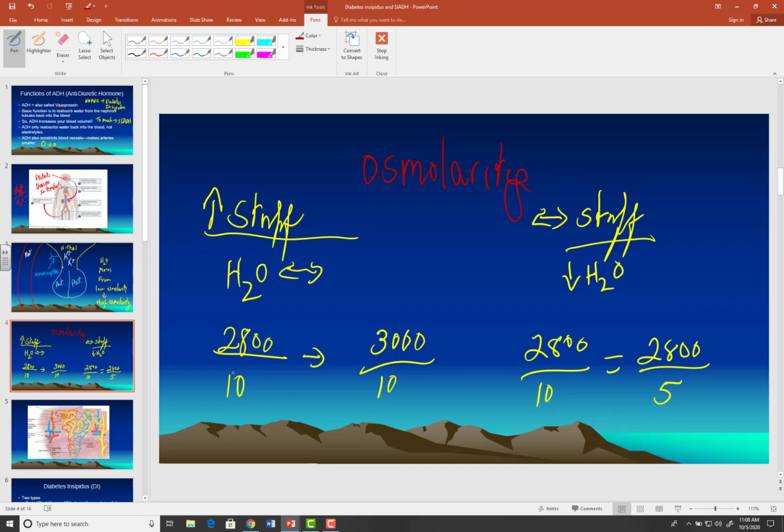Now, what's one way you can increase the osmolarity? Well, you can increase the stuff and keep the water the same. So in this case, the osmolarity goes up to 300. The other way is to keep the stuff the same and decrease the water. So in this case, you kept the stuff the same, but you decreased the water, so osmolarity will go up.